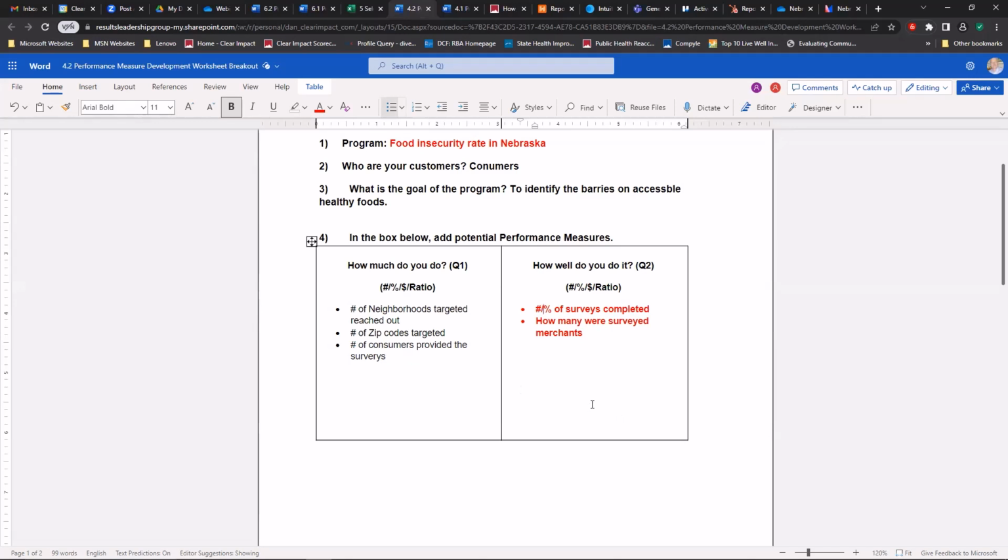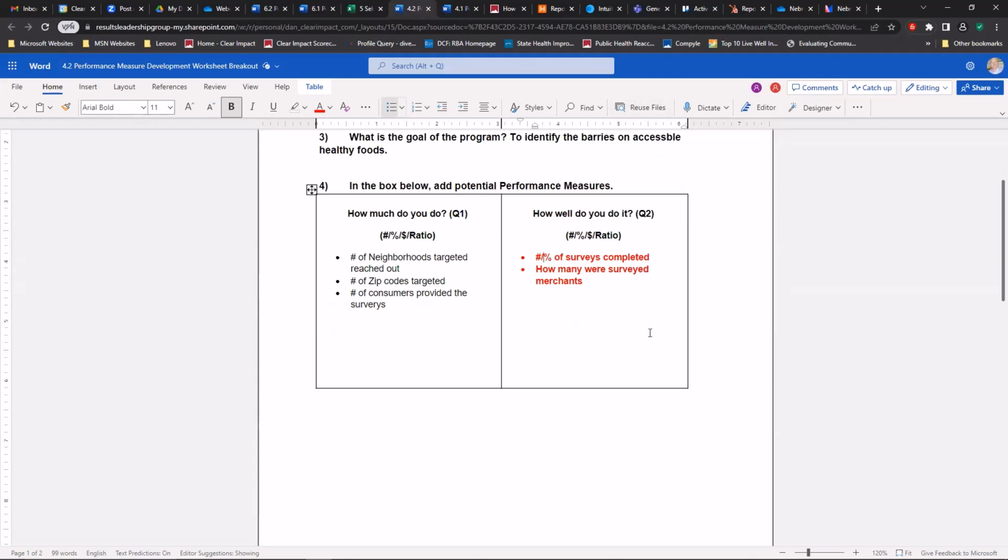And then you would have to decide, is that target good enough? Did that give you good enough penetration to get your survey done? And then how many surveyed were merchants? Again, if you're targeting just consumers, that wouldn't become an issue. But if you did want to track that, if there's ways that the merchants could get the surveys, then you would probably do the number and percent surveyed were merchants.